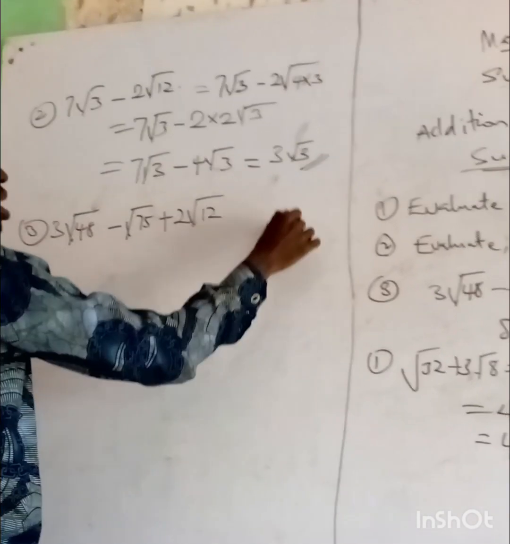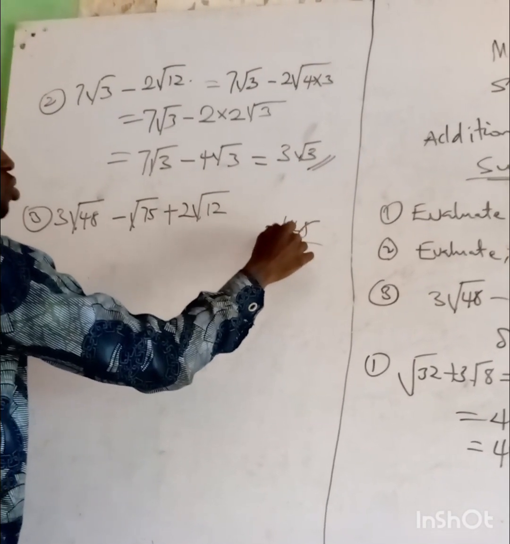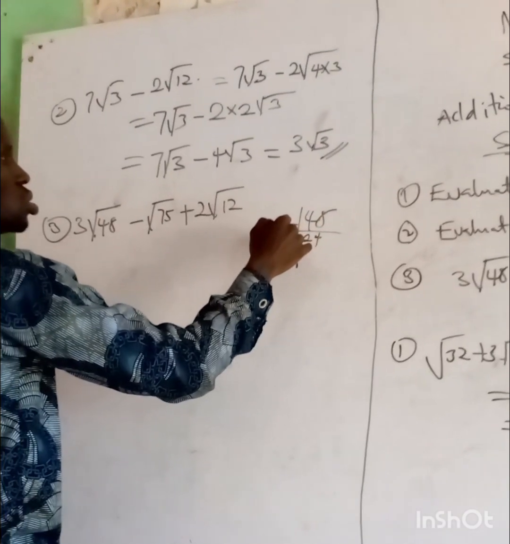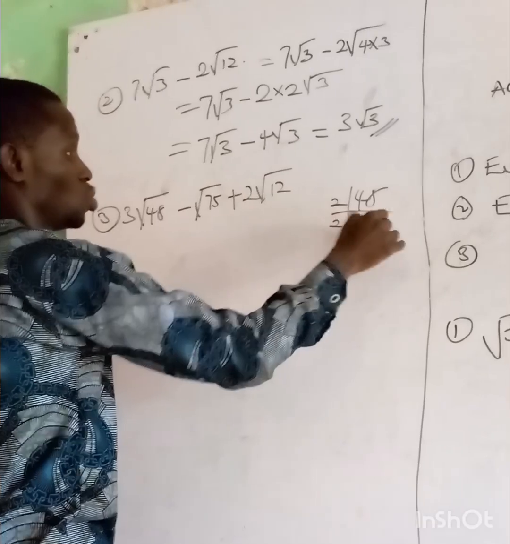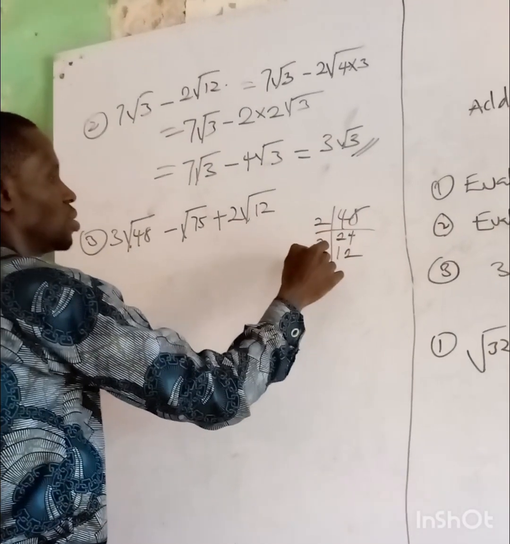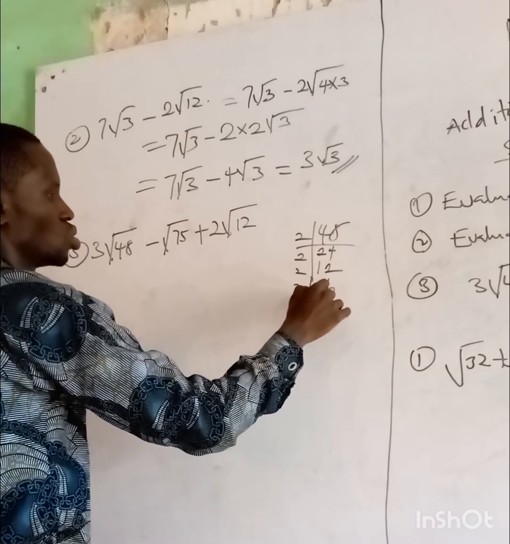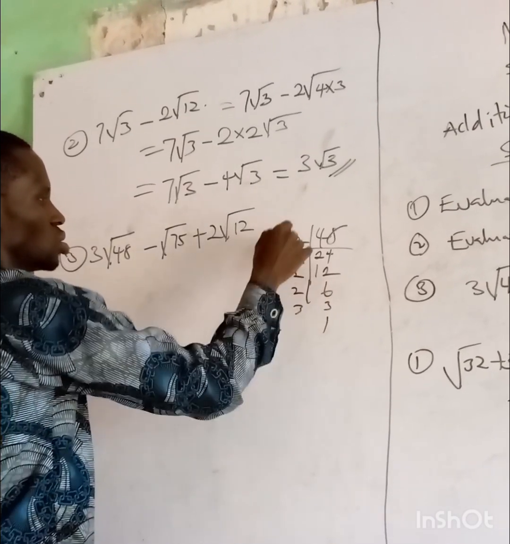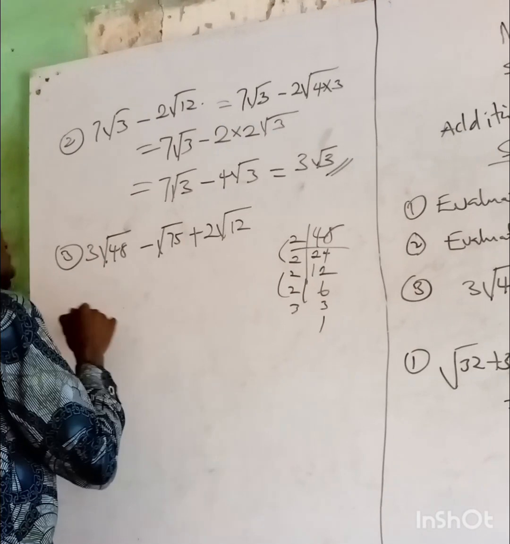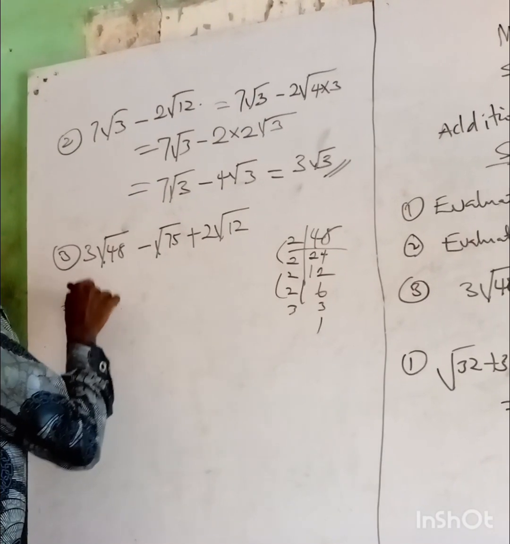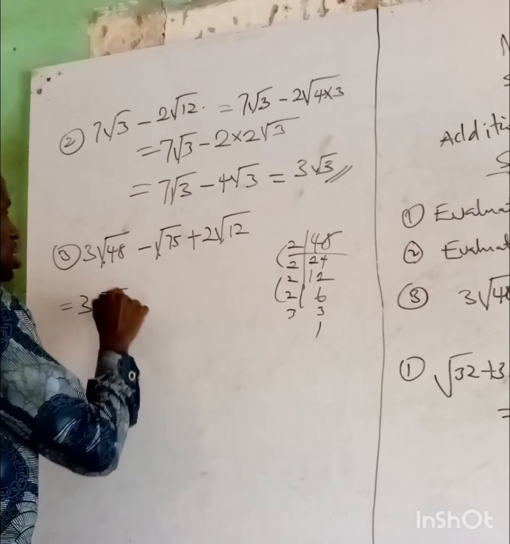Simplify 48, you still remember how to simplify 48? We have 2, 24, we have 2, 12, 2, 6, 2, 3, 3 and 1. Still remember, that's 4 times 4, 16. That will give us 3 root 16 times 3.